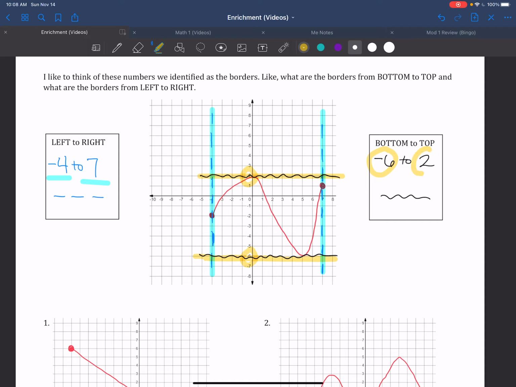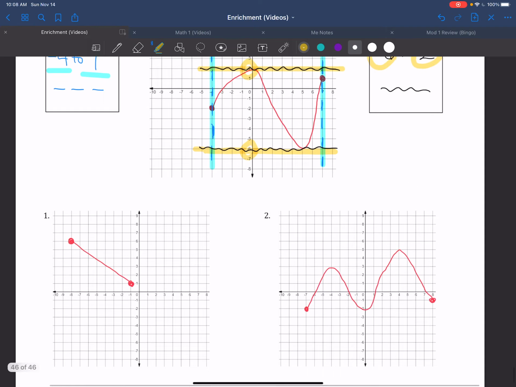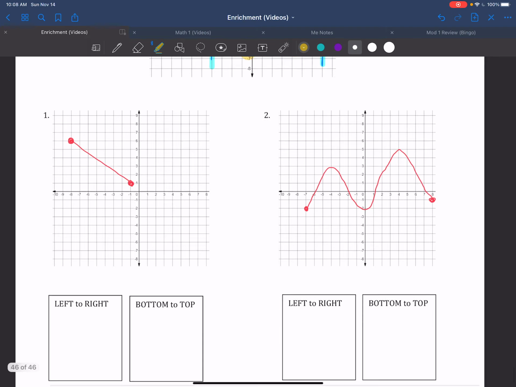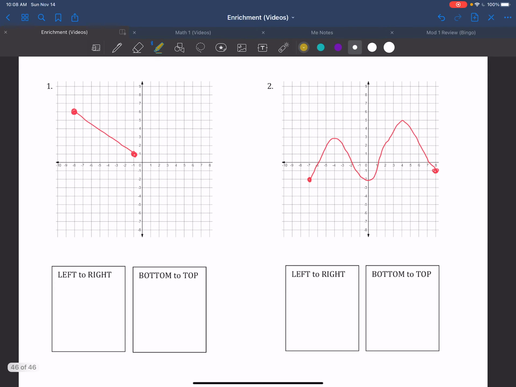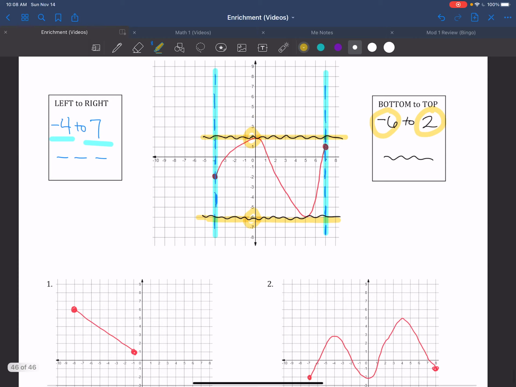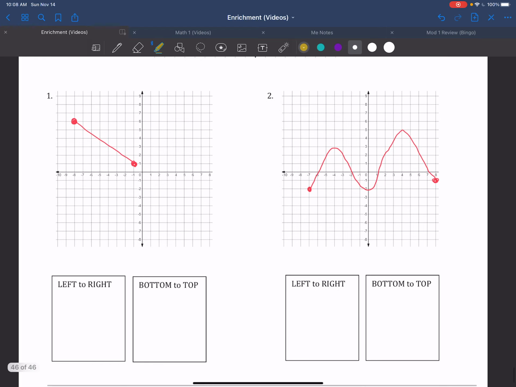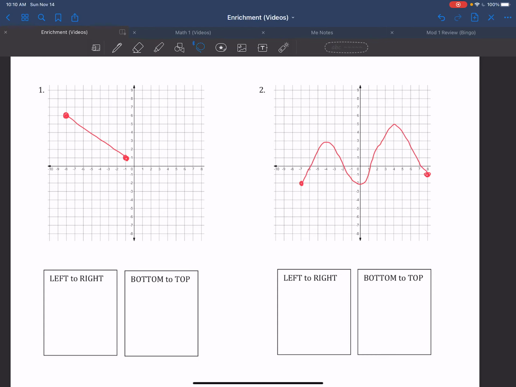And I want you to draw it like the rectangle it looks like. Okay, so let's see how you do for number 1 and number 2. Draw the borders just like how I did in this example. Left to right, figure out your numbers. Bottom to top, figure out your numbers. All right, good luck.